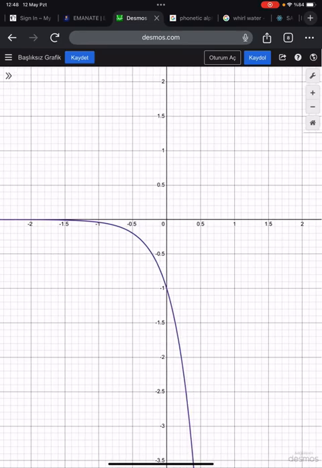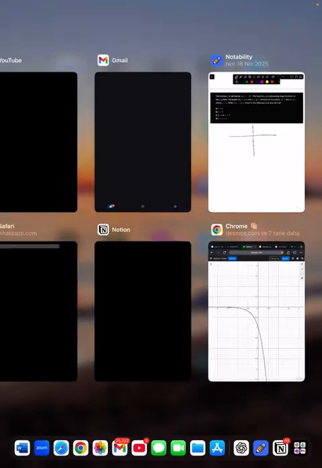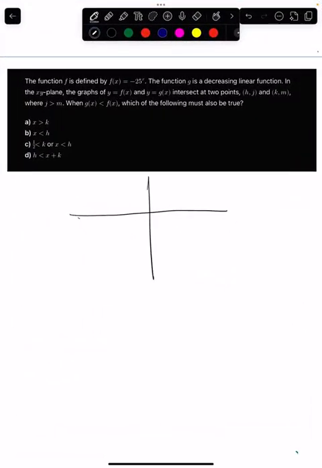So it passes through negative 1. I know that for sure. So let's try to graph it. It's coming from, yeah, like this. I'm going to use red. Something like this, okay? So this right here is negative 1, and 0 and negative 1.